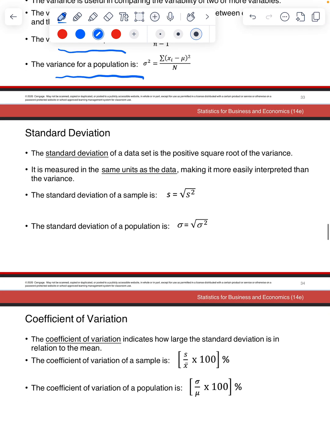With standard deviation, we are going to look at the standard deviation of a data set, which is the positive square root of the variance. So this is measured in the same units as the data, making it a lot more easily interpreted than variance. And this is what standard deviation of a sample looks like as compared to the population.